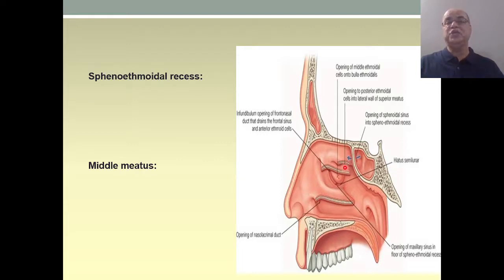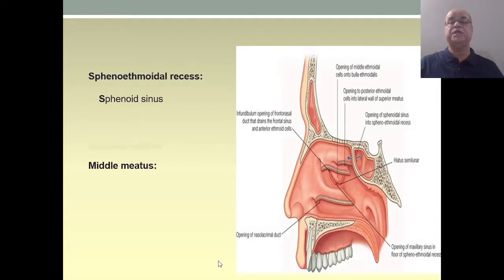Below and lateral to each turbinate is its corresponding meatus. So below the inferior turbinate, here is the inferior meatus. Between the middle turbinate and inferior turbinate, this is the area which is the middle meatus. Then below the superior turbinate is the superior meatus, and above and behind the superior turbinate is this sphenoethmoidal recess, in which you can see in the picture also that this is the sphenoid sinus and this is opening into the sphenoethmoidal recess.